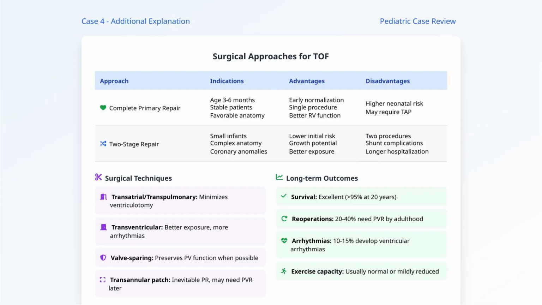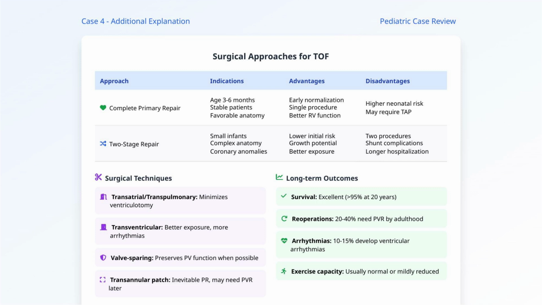This table compares different surgical approaches for Tetralogy of Fallot. The complete primary repair approach, typically performed between 3 and 6 months of age, has the advantage of early normalization of physiology and prevention of right ventricular hypertrophy progression. The two-stage approach with an initial Blalock-Taussig shunt may be considered for very small infants, those with unfavorable pulmonary artery anatomy, or coronary anomalies crossing the right ventricular outflow tract.